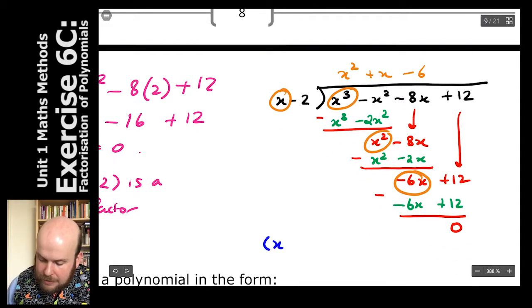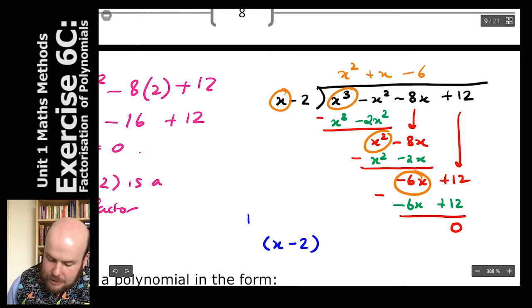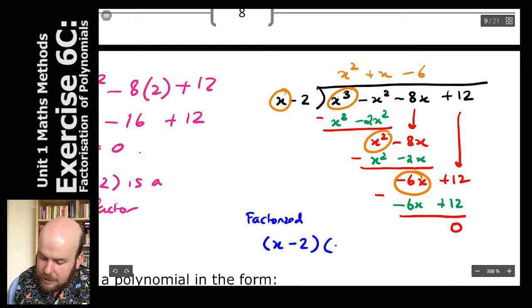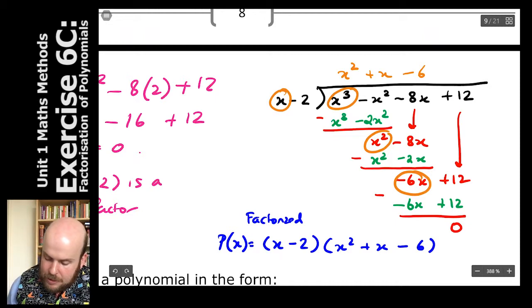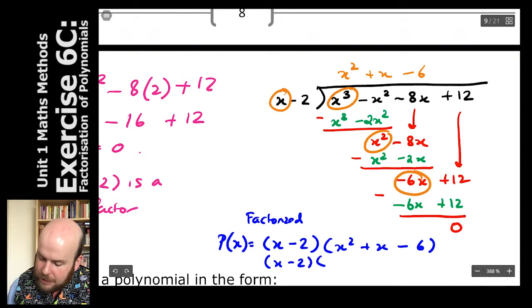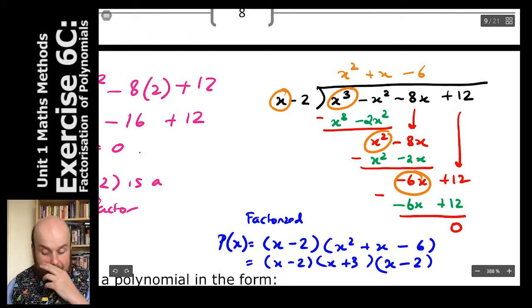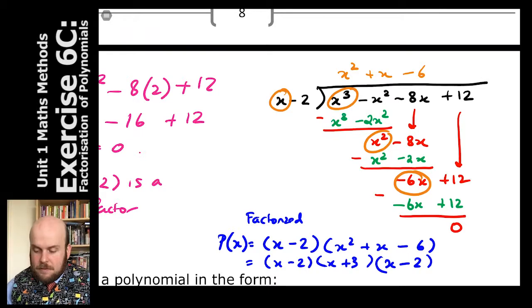So our answer so far, factorized, that's what the polynomial looks like so far. So can we break up that other factor here into some smaller lovely bits? I think we can. x minus 2. There we go. And that is fully factorized for that polynomial.